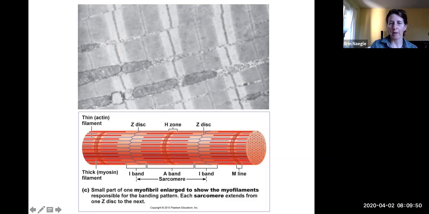So we're going to talk about how the A band, the I band, and the H zone change from a relaxed state to a contracted state. So this sarcomere is in the relaxed state. And you'll notice even in the relaxed state, you've got to have the myosin and the actin overlap. If they don't overlap, then the myosin can't grab onto the actin and pull it. If they're not overlapping, that's basically an overstretched muscle and it can't contract.